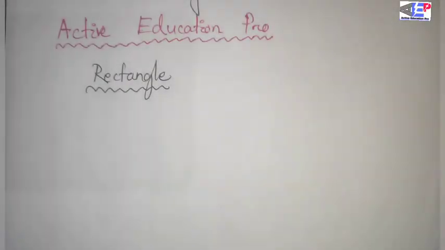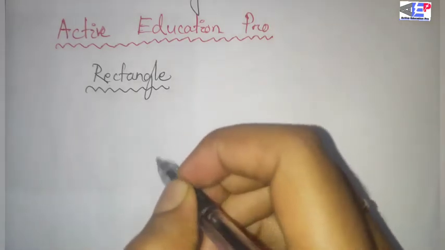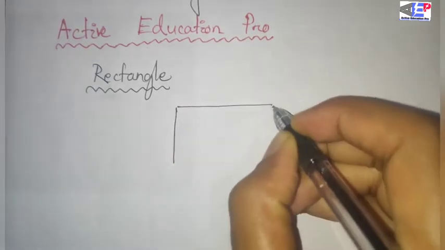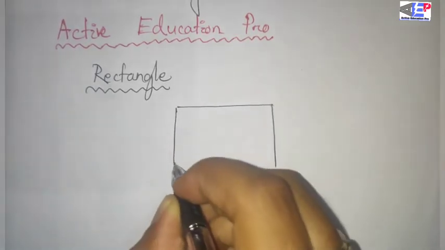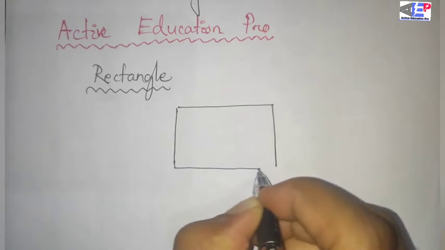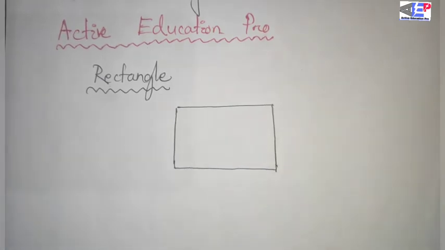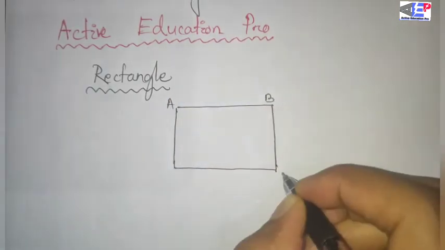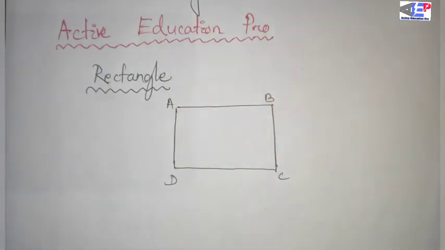Today's topic is about rectangle. So let's start. First draw a rectangle. It is a rectangle. First name it A, B, C and D. ABCD is a rectangle.